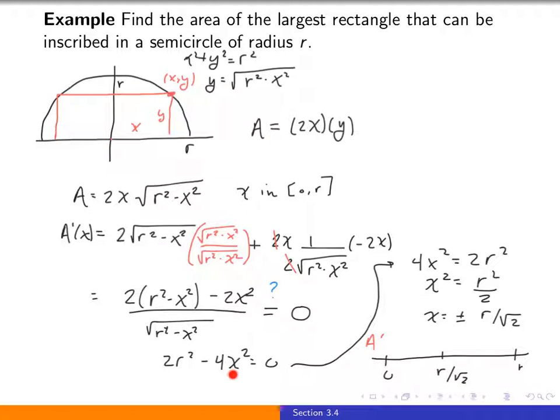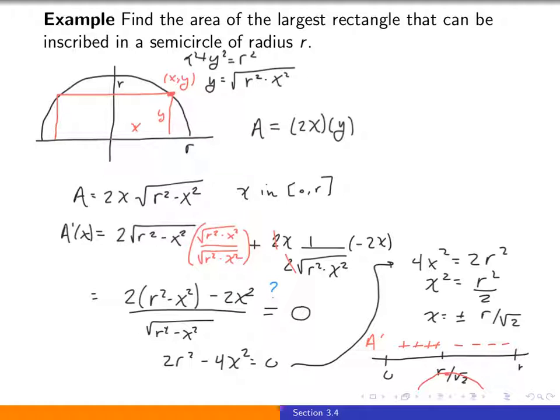So if you were to plug in, say, x equals 0, you would get a positive number. So we are positive to the left of our critical point. If you were to plug in a number bigger than r over root 2, let's think maybe you plug in r, you would have 2r squared minus 4r squared. Well, that would certainly be negative. So if we think about what our function is looking like, it's increasing to the left of our critical point, decreasing to the right. So by the first derivative test, this x value is going to be a local maximum.